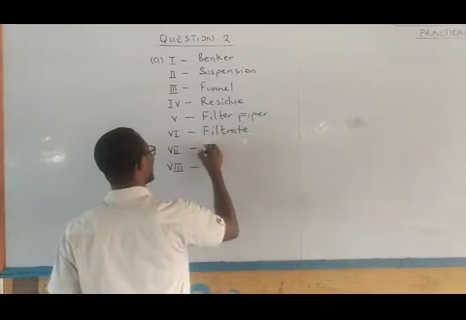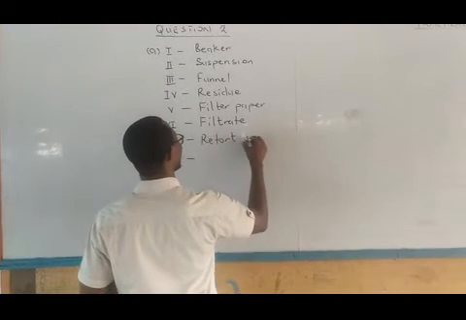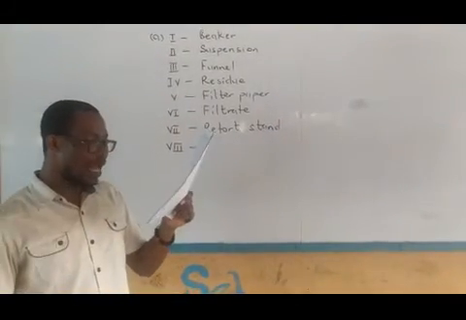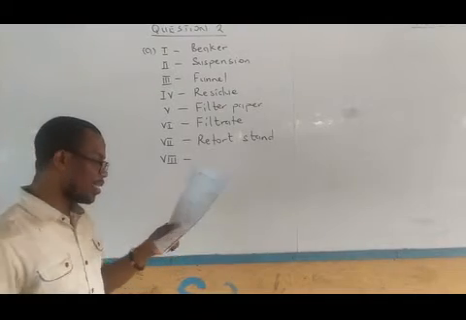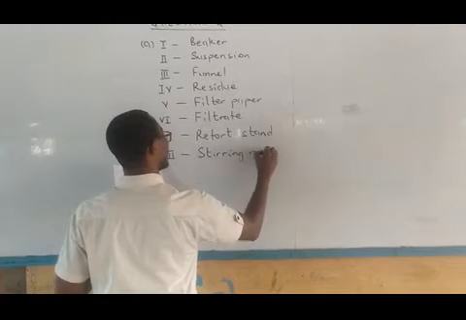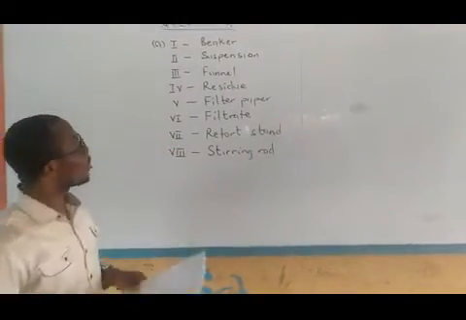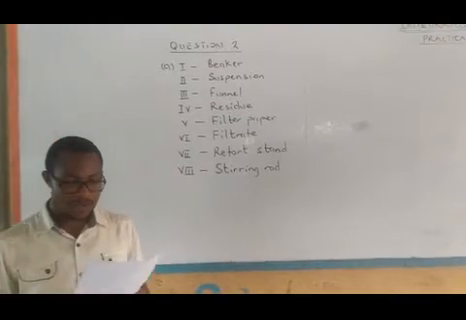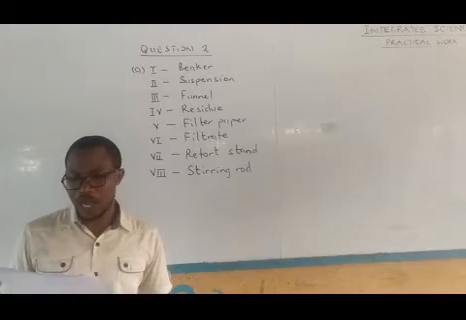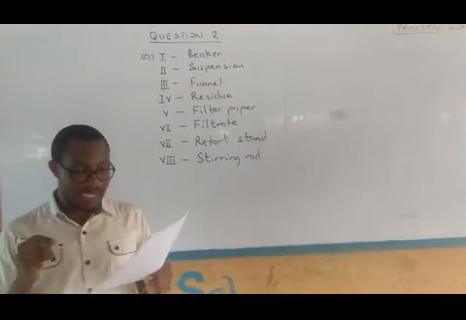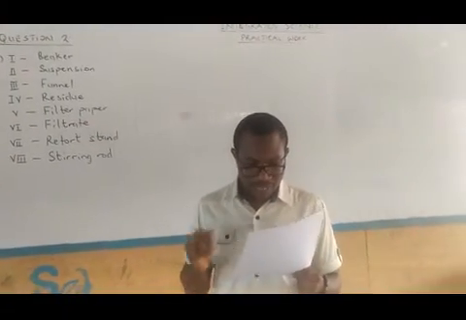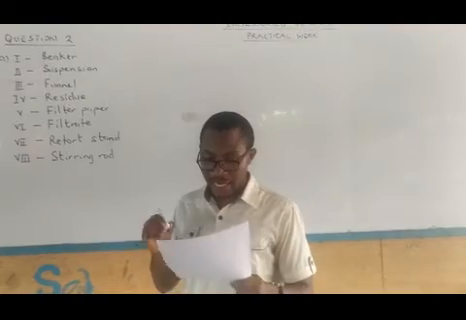Then your VII is the retort stand. We came across that in question 1. So that is the retort stand. And then the last one is the stirring rod. Okay, so that is for question A. We finished labeling the parts from I to VIII. Now let's quickly look at question BI. BI is asking us to state the functions of the parts labeled V, VII, and then the VIII.